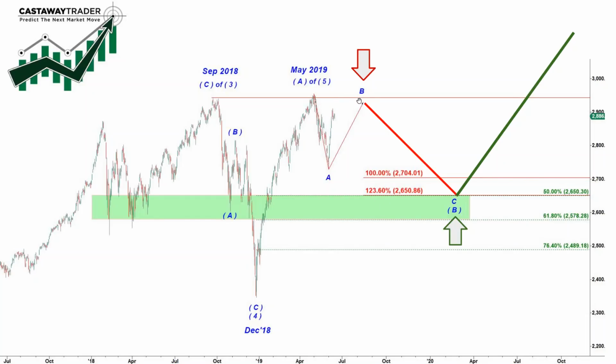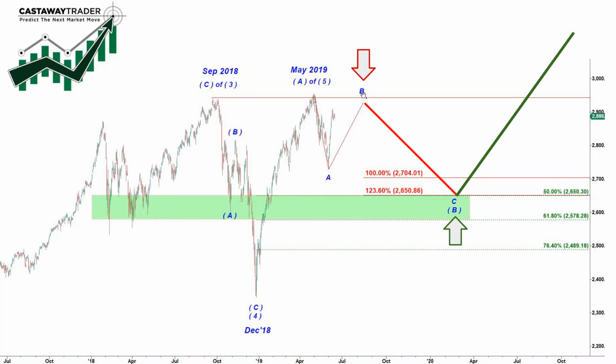And talking about that coming wave C down, it should have an impulsive structure, meaning it should be subdivided into 5 waves, it should be structured as a trending move, and that's why it should be strong enough. It normally should be longer, it should cover a bigger distance than the first leg down in wave A. So at minimum, I would expect that once that wave B up tops, it could top at the September 2018 top, or could get even a bit higher.